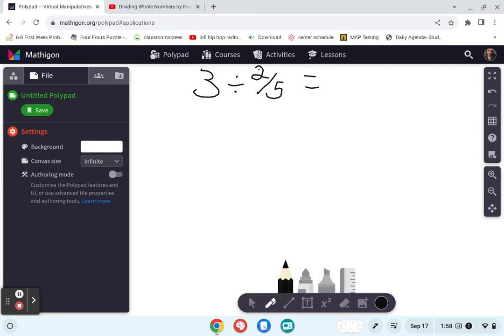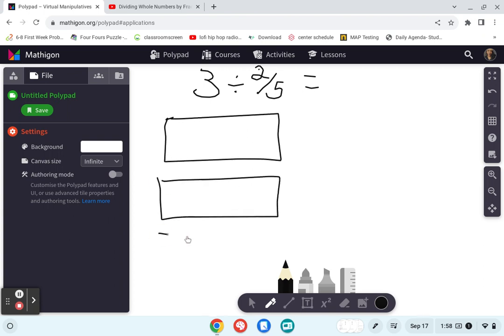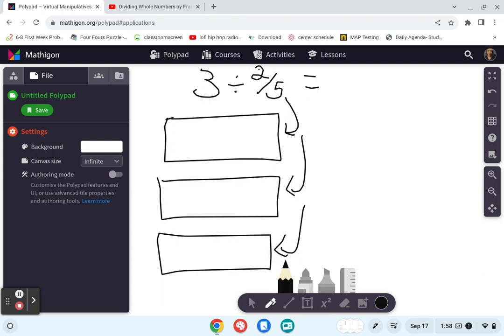3 divided by 2/5 means I have 3 wholes, right? 3 wholes, and I need to figure out how many groups of 2/5 can I get out of those 3 wholes. Another way to do this would be to figure out how many 2/5 is in one whole and then just multiply that by 3, obviously, right? So how do I divide this whole? I'm going to divide it up into fifths, which means I need 4 partitions.